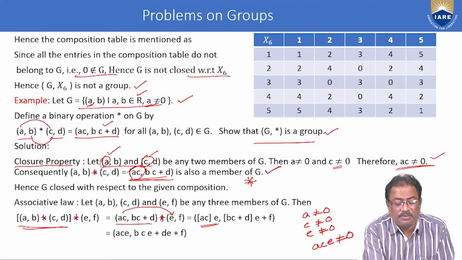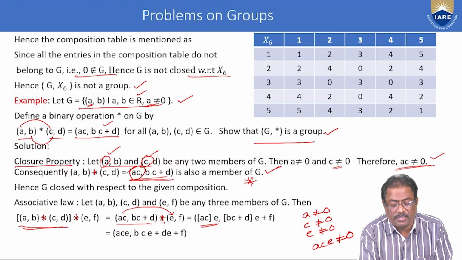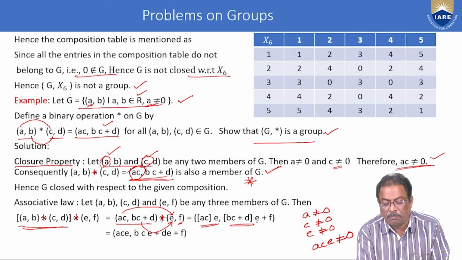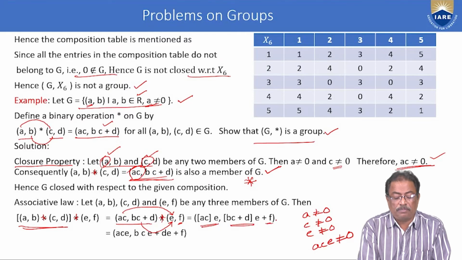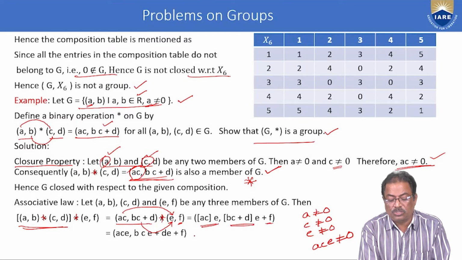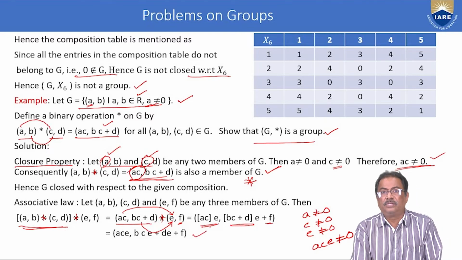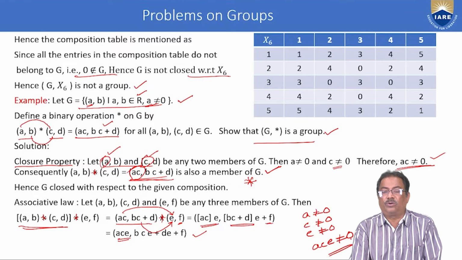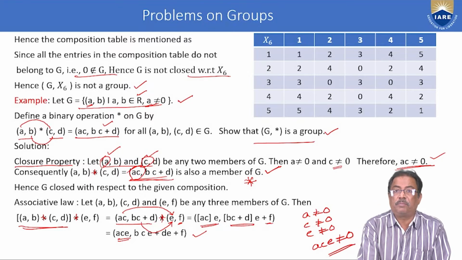See here what is given? BC, and next plus D, BC plus D. B is where it is B. So the second element is this into this plus F, so BC plus D into E plus F. Now I am multiplying these two. Subsequently I am going to get this. So here ACE is not equal to 0. So I can say that this is a member in G.